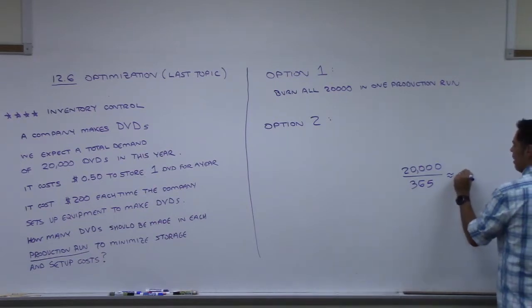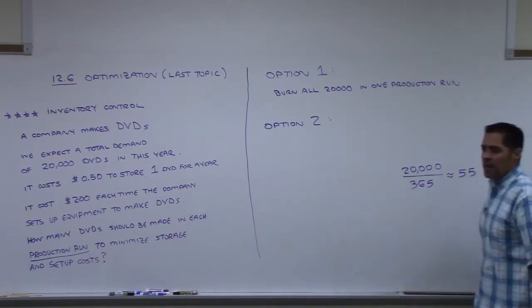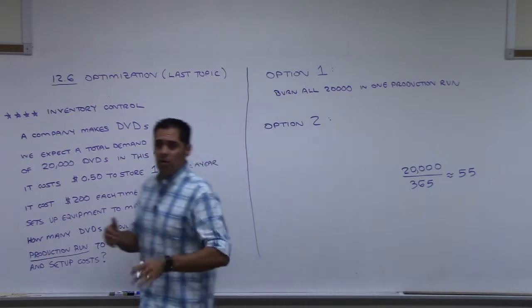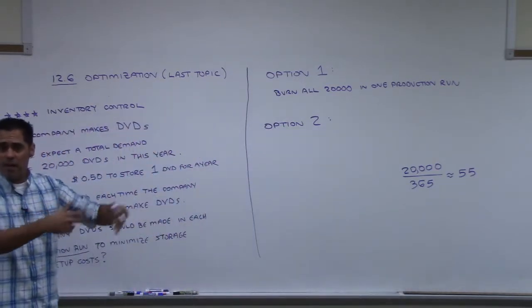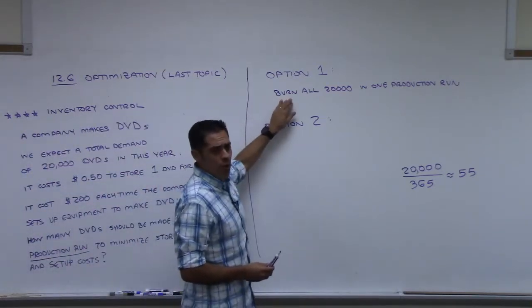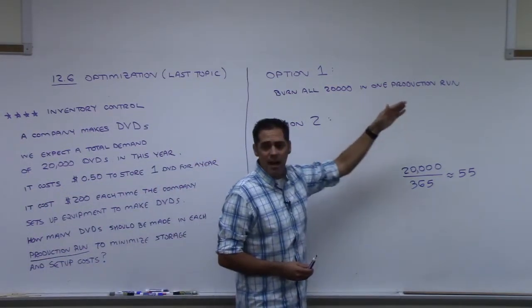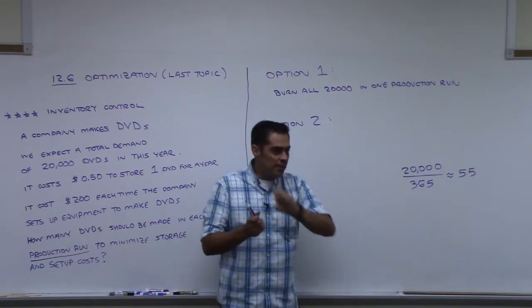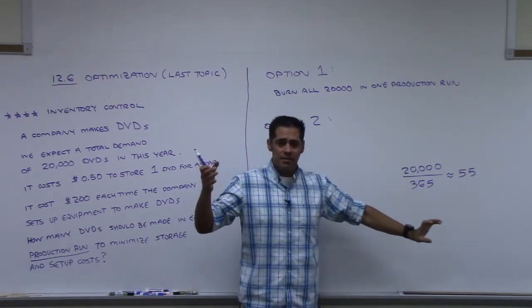54.79, so somewhere around 55, let's just say. We're expecting about 55 DVDs to go out our door each day, on average, okay? So one thing I could do, like we said, do one burn of DVDs, make all 20,000 of them, but then they're going to go away by 55 a day. So we're storing a lot of DVDs, right?